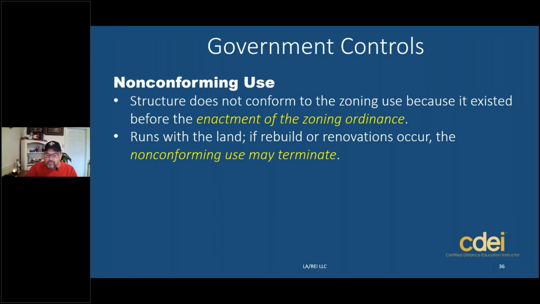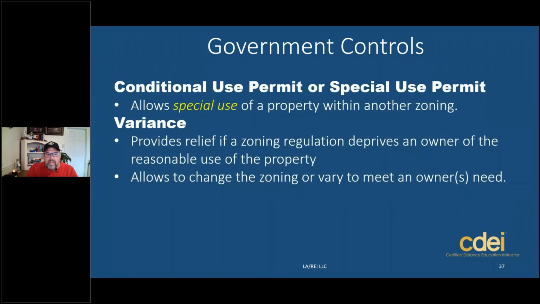Okay, so that's non-conforming use. The next one we're going to look at is conditional use permit, or you may see this on the state exam as special use permit. So this is a government control on land that allows special use for a property within another zoning.